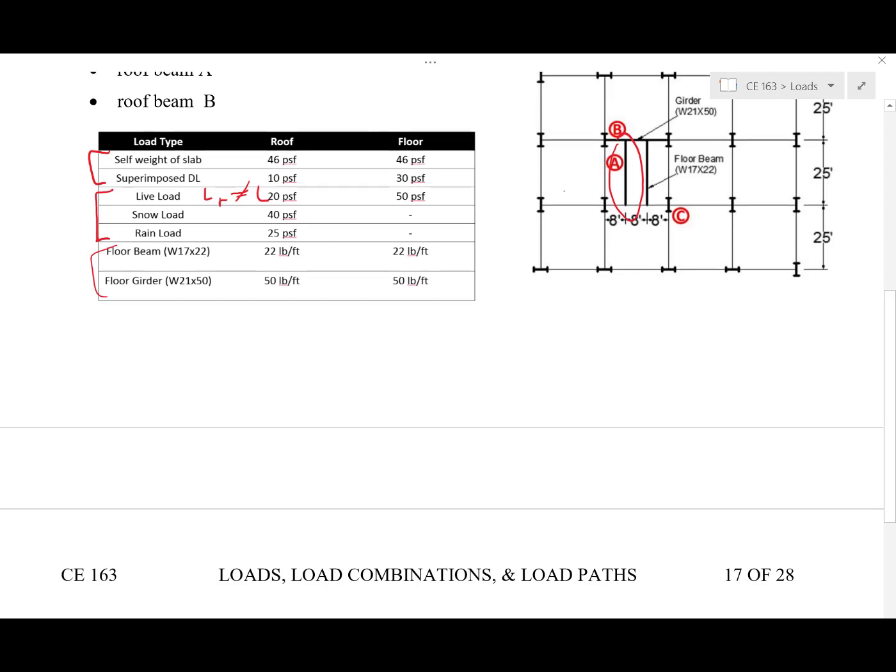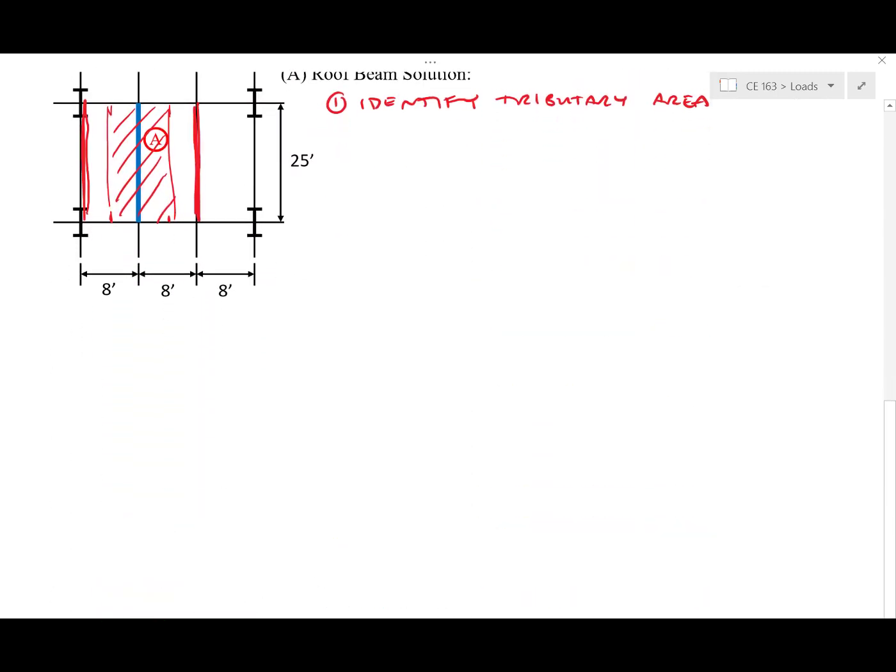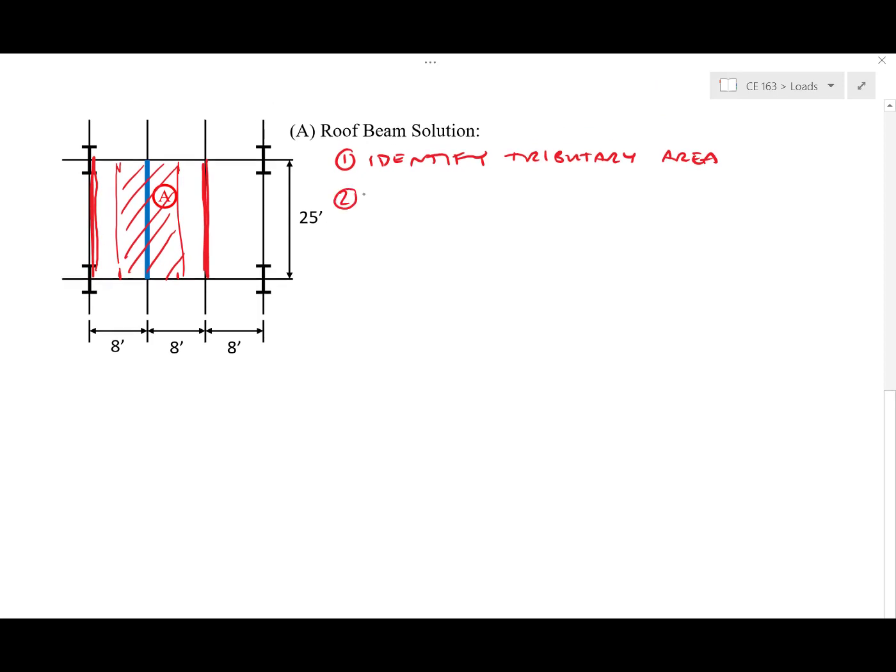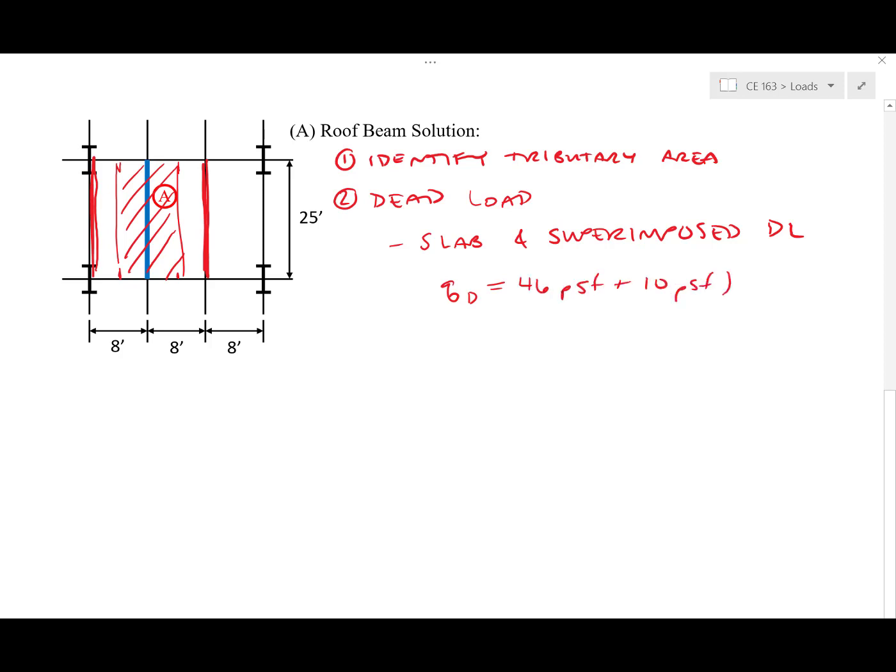So let's start with the easier load. Let's start with the dead load. And for that, if we look back up above, we need to consider the weight of the slab as well as the superimposed dead load. Those are both given to us in PSF. So our distributed line load for those are 46 PSF plus 10 PSF times 8 feet. Right, the 8 feet being the tributary width of our tributary area.